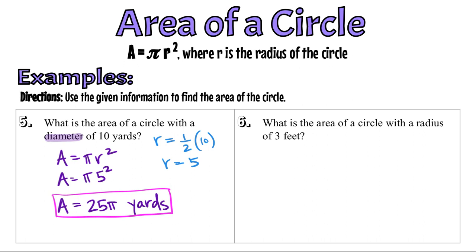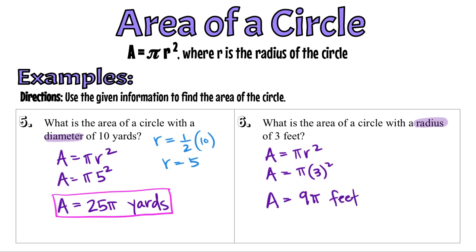In number 6, it says, what is the area of a circle with a radius of 3 feet? In this example, we're given the radius. Therefore, we can just go right ahead and use our formula. So our formula, again, is pi r squared. We're going to plug in our radius. So area equals pi times 3 squared. So then our area simplifies to 9 pi, and we need our units, which is feet. So the area of the circle with a radius of 3 feet is equal to 9 pi feet.